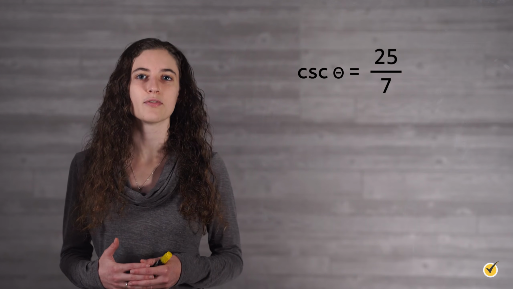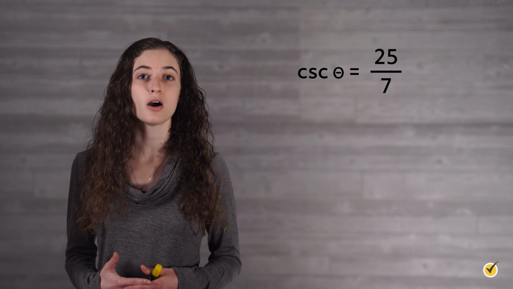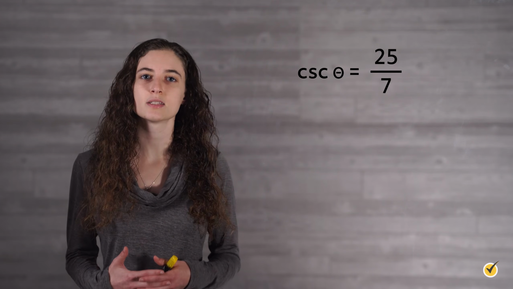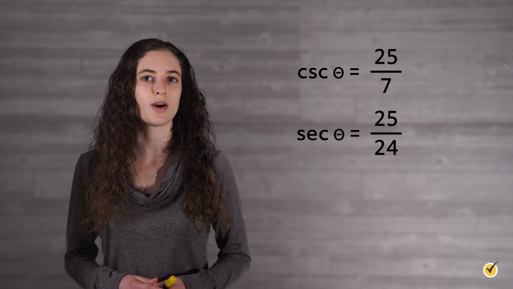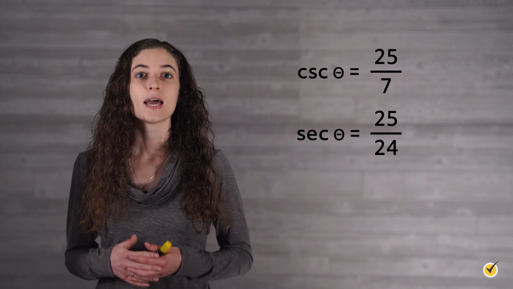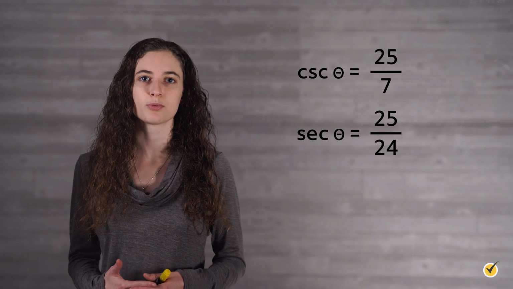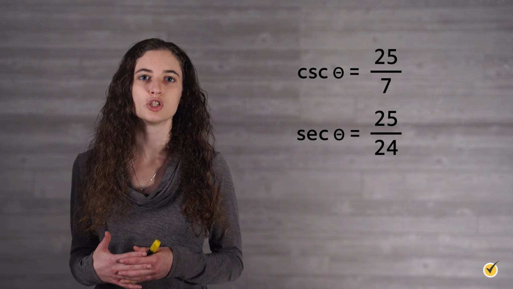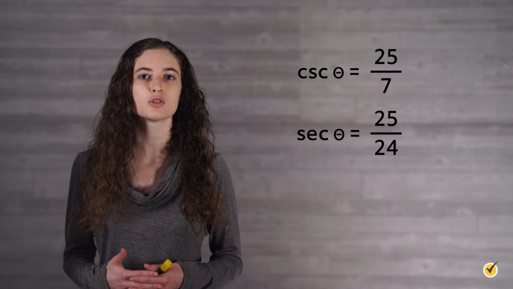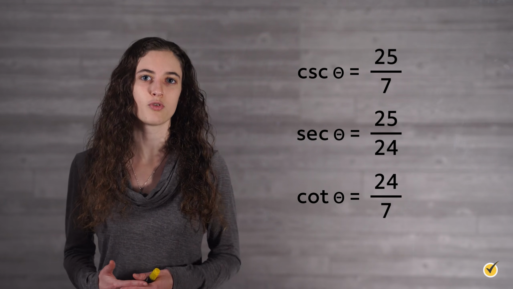Remember, cosecant is the reciprocal of sine, so we are looking for the hypotenuse over the opposite. The cosecant of theta is 25 over 7. Secant is the reciprocal of cosine, so we need the hypotenuse over the adjacent, which gives us that secant of theta is equal to 25 over 24. And finally, cotangent is the reciprocal of tangent, so we need the adjacent over the opposite, which leaves us with the cotangent of theta is 24 over 7.